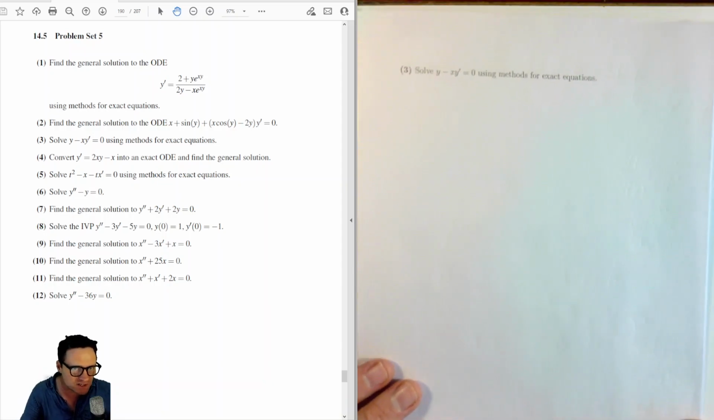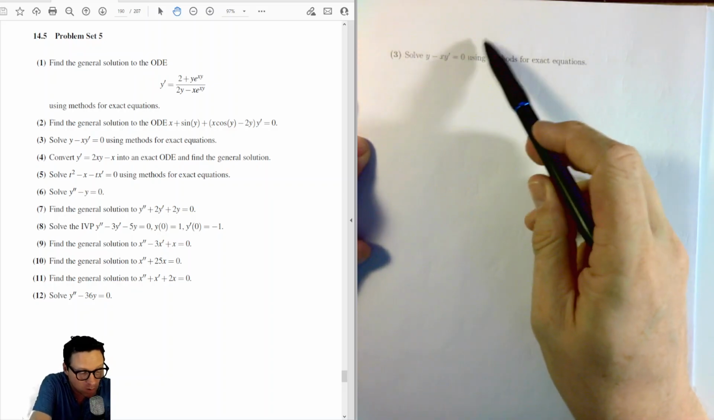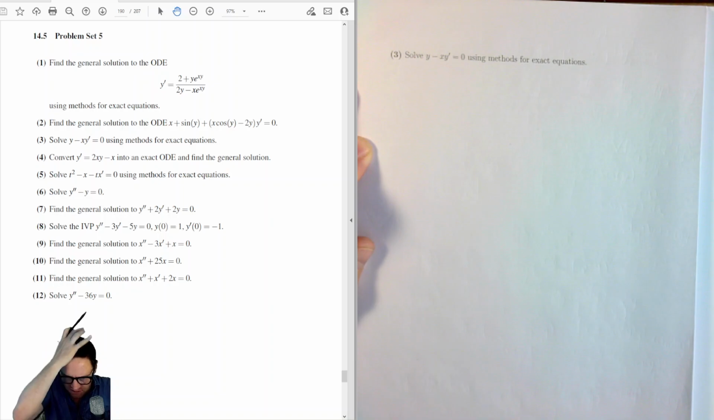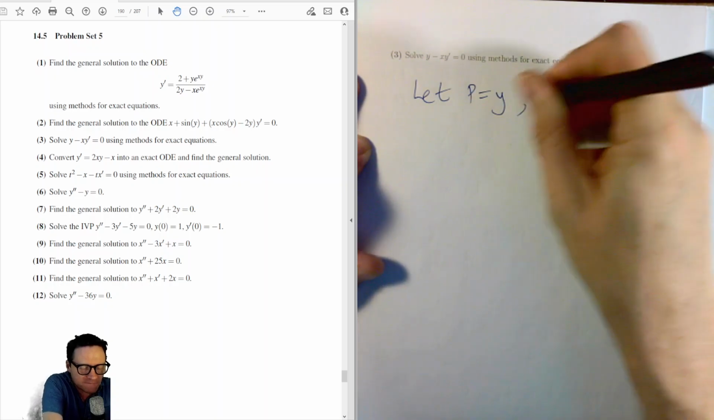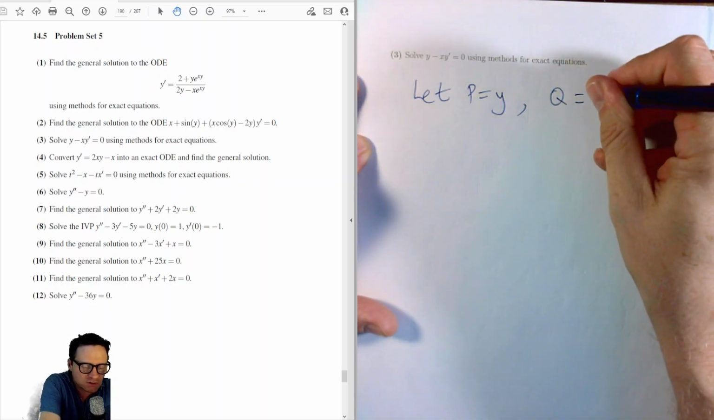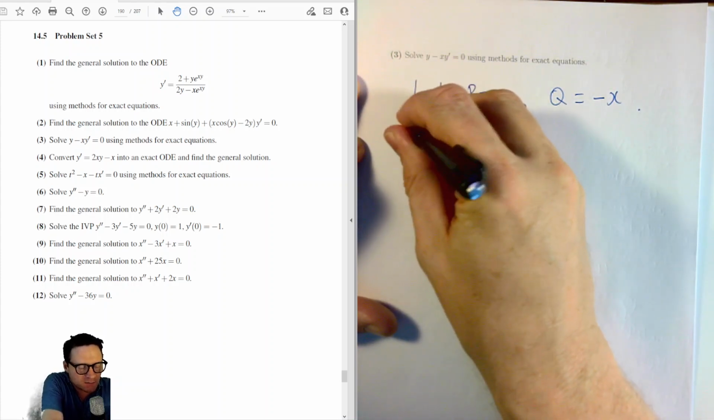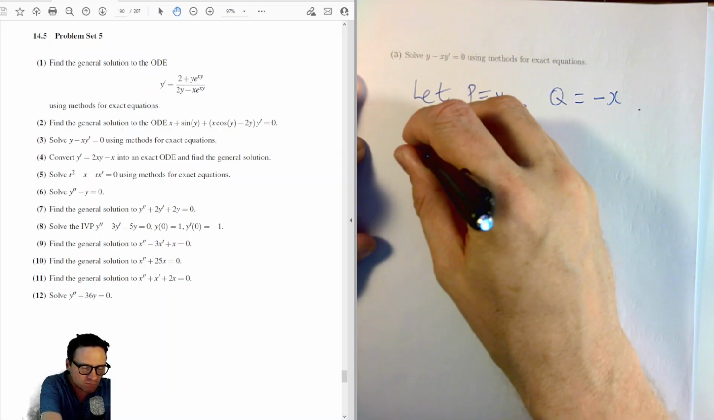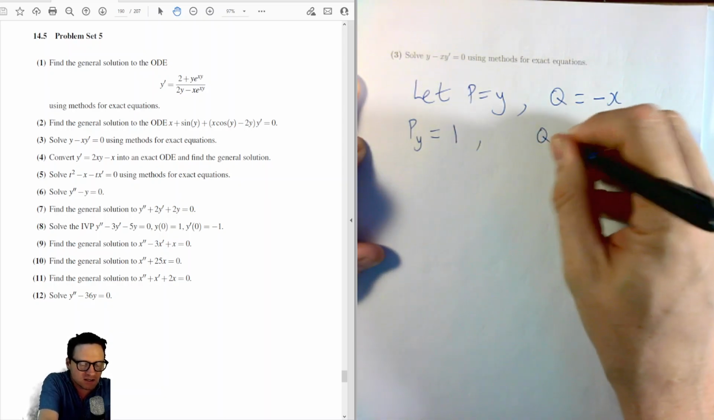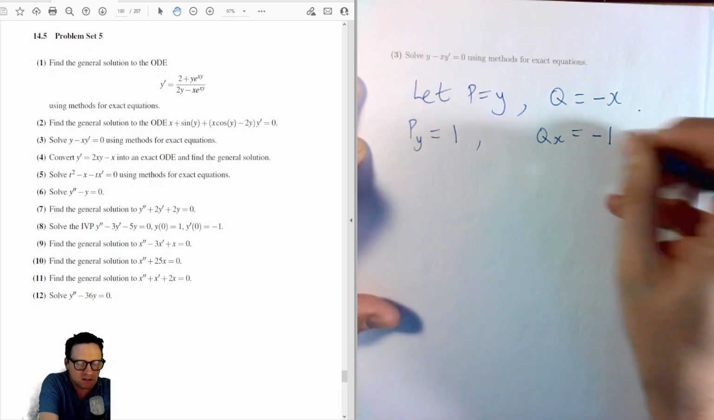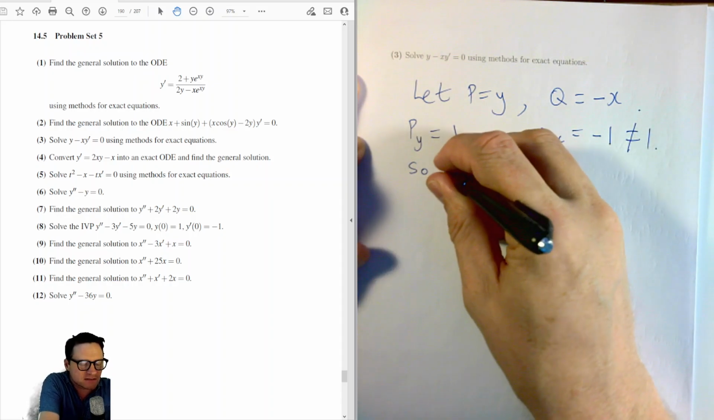Okay, we've got a very simple question here in question 3. So it's solve y minus x y dash equals 0 using methods for exact equations. So let p be equal to y, and let's let q be equal to minus x. Okay, and so differentiating, p subscript y is equal to just 1, and q subscript x is equal to minus 1. So these are not equal. So the equation is not exact.